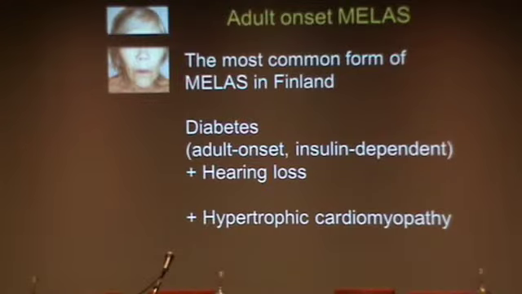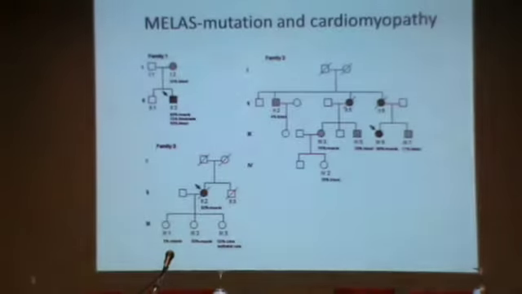And then we have children who have the same mutation percentage who develop a very severe brain disease. So there's a lot for us to study and understand, why the difference in manifestations. However, she also had hypertrophic cardiomyopathy, and this was her major problem.